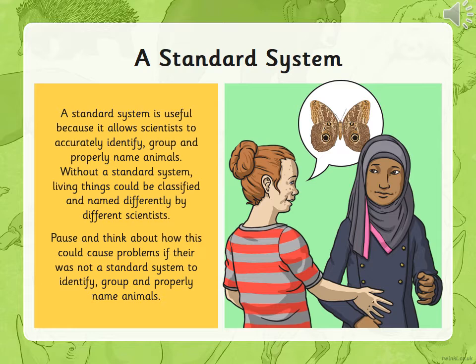Pause and think about how this could cause problems if there was not a standard system to identify, group, and properly name animals. Make notes in your home learning book.